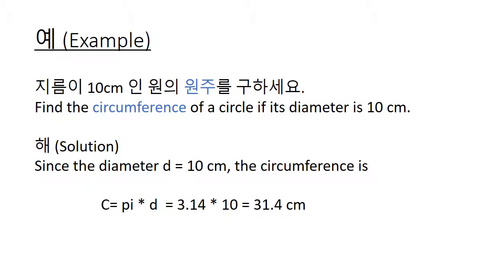Now we're going to find the circumference of the same circle from earlier whose diameter is 10 centimeters. We know that the formula for circumference is c equals pi d. We already know pi and we already know d, so we just plug these values into our formula. So we do 3.14 times 10 equals 31.4 centimeters. So our final answer is that the circumference of the circle is about 31.4 centimeters.